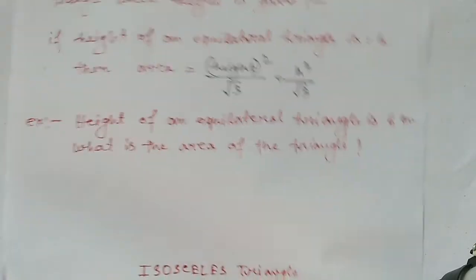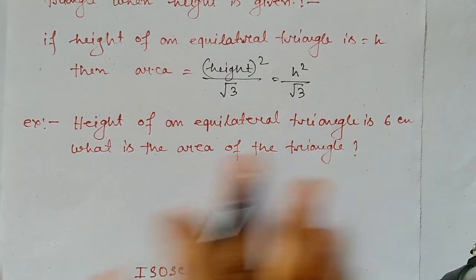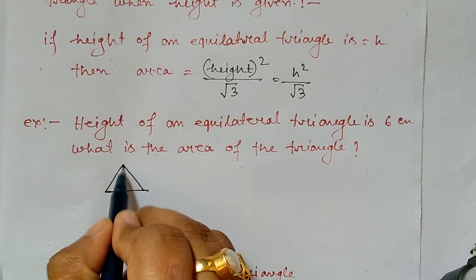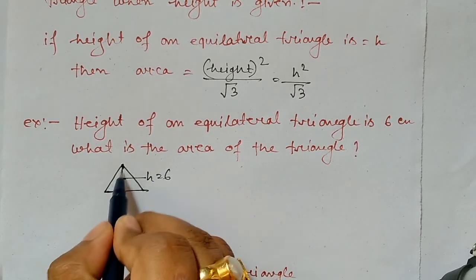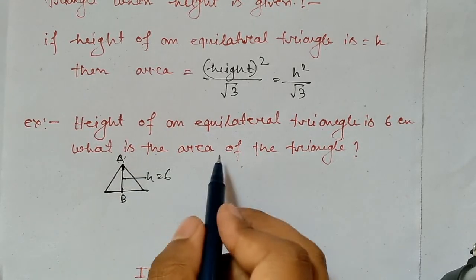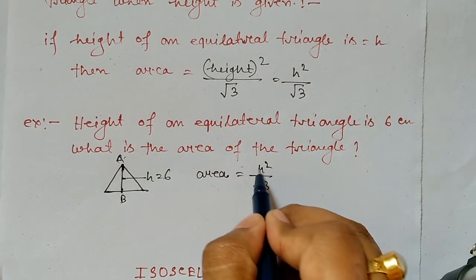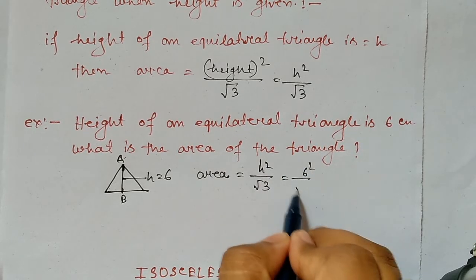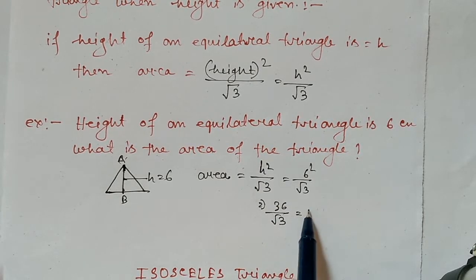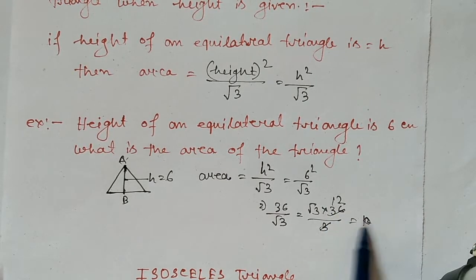So we have a problem to clear the concept: the height of an equilateral triangle is 6 cm, then what is the area of the triangle? It means we have an equilateral triangle of height h, that is h is equal to 6. Then we have to find the area. We have the formula area is equal to h square by root 3. So 6 square by root 3 gives us 36 by root 3. By rationalizing, we get root 3 into 36 by 3, which gives us 12 root 3.